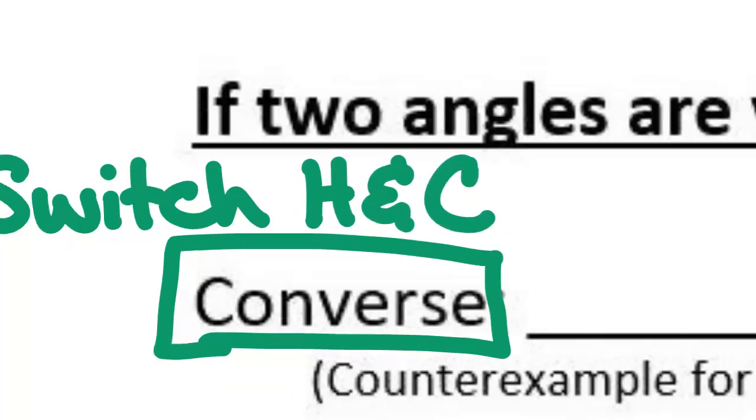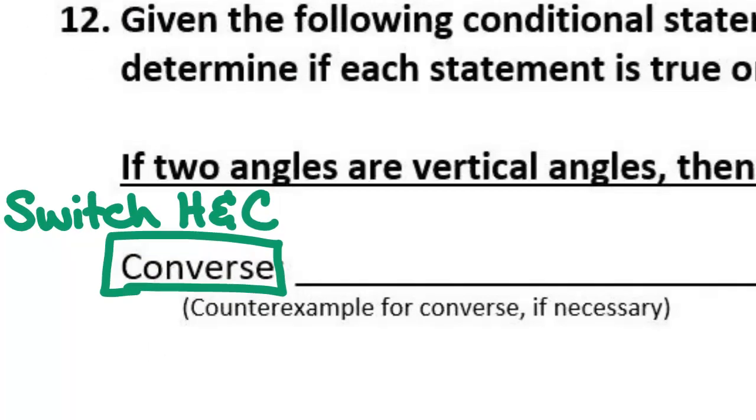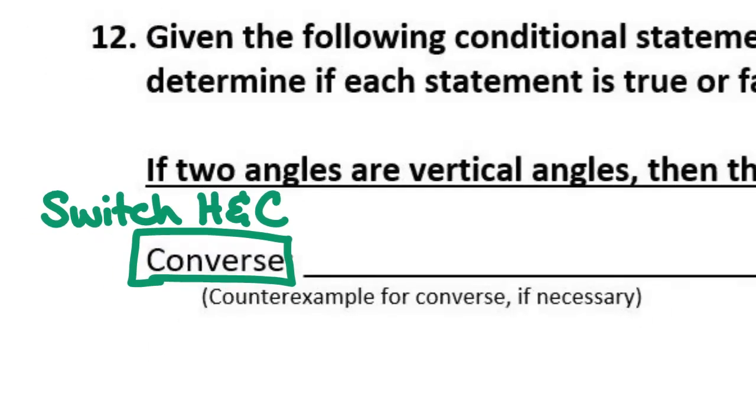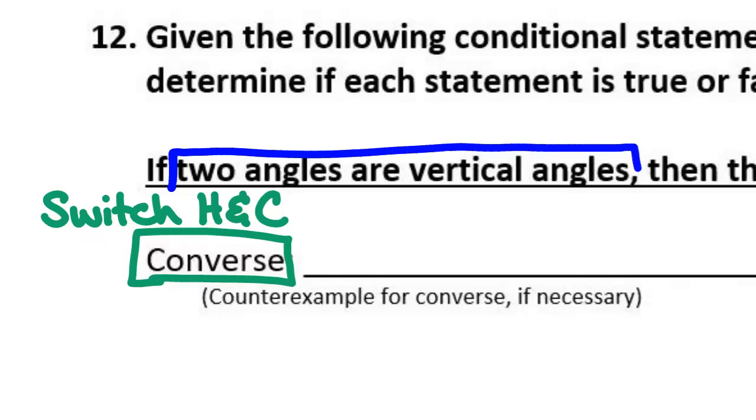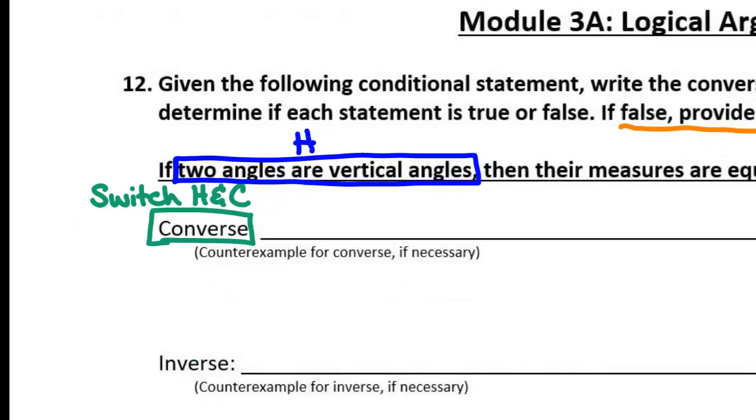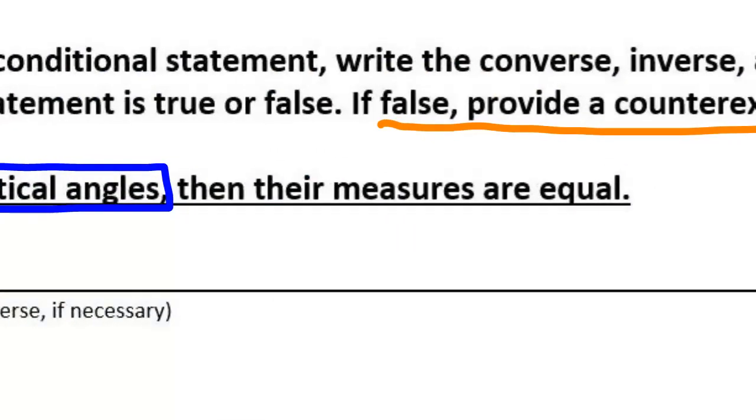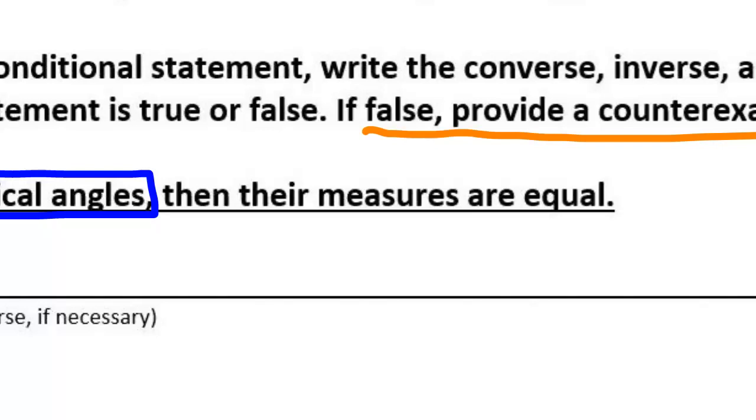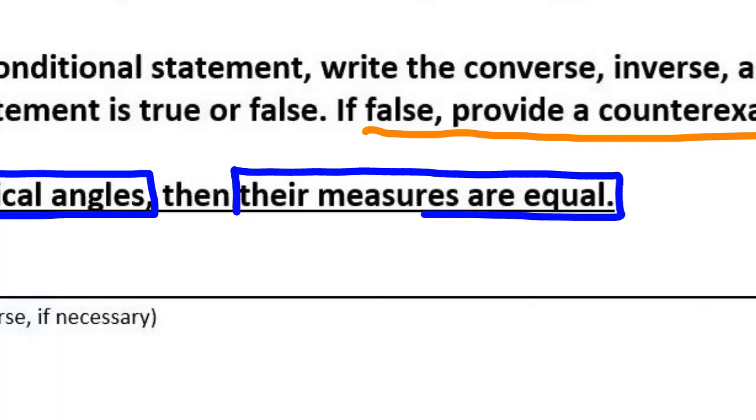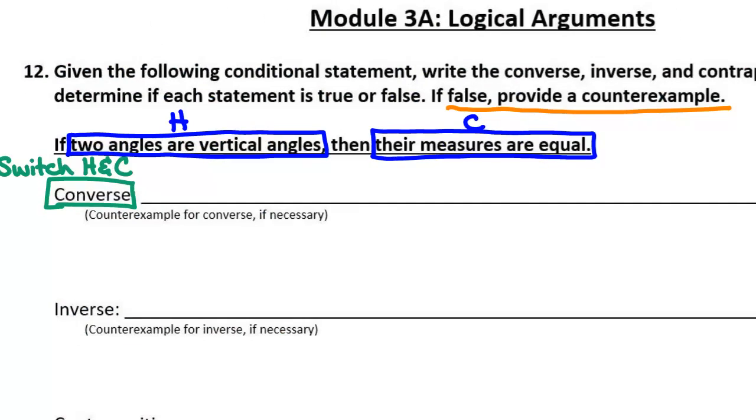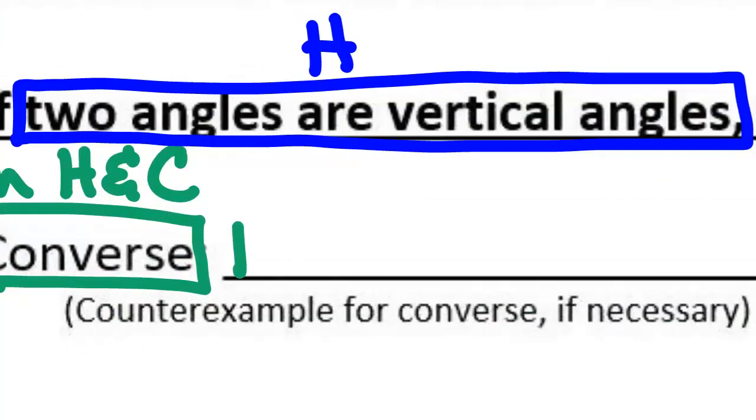So let's look at our conditional statement. Everything that comes after the if, up until that comma, this is my hypothesis. And then everything that comes after then and runs to the end of the sentence is the conclusion. So to write my converse, I need to switch that around. The if still goes to the beginning. It's just the stuff that comes after the if all the way up to the comma that's going to switch.